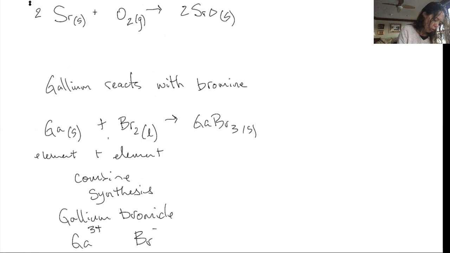Notice I've got 2 bromines and 3 bromines here, so I'll put a 3 here to make that a 6, 2 here to make that a 6, and a 2 here to get that balance, all right?